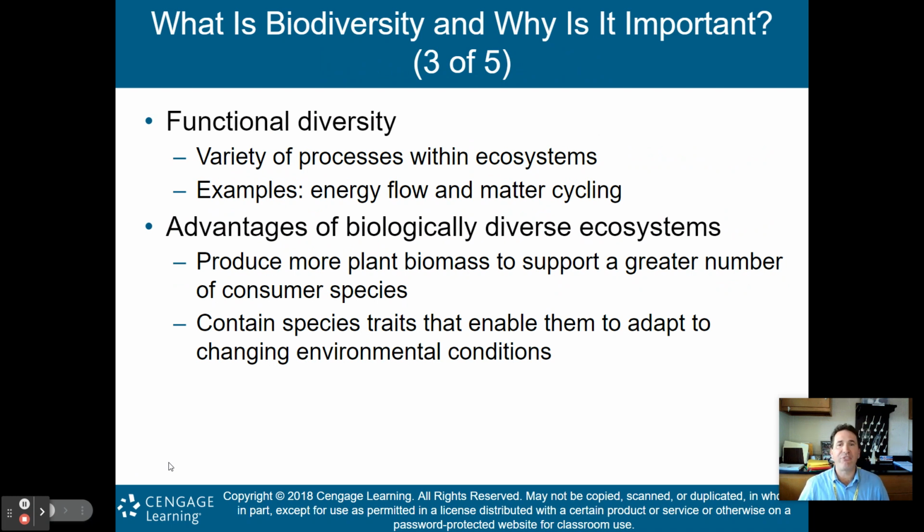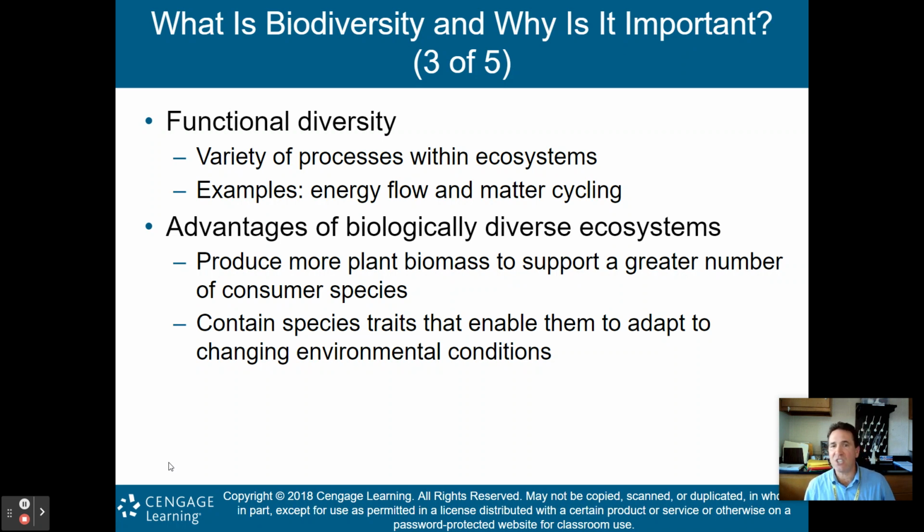We also have functional diversity. This is the variety of processes that occur within an ecosystem, right? So we have energy flow, we have matter cycling, right? Some ecosystems are better at the carbon cycle, some ecosystems might be better with the water cycle, etc. So again, we have this functional diversity.